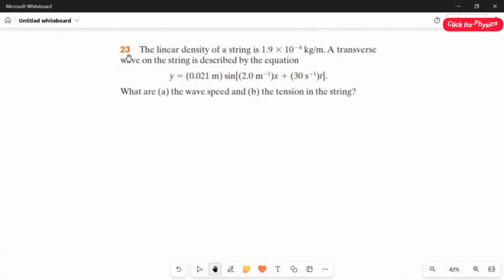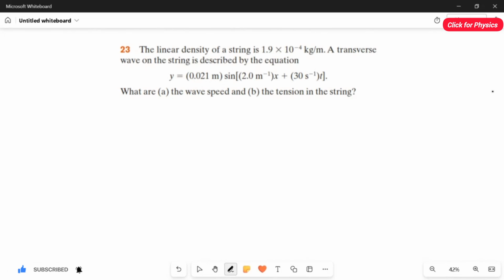Problem number 23. The linear density of a string is 1.9 × 10^-4 kilogram per meter. A transverse wave on a string is described by the equation y = 0.021 meter sine of (2 per meter x + 30 per second t). What are the wave speed and the tension in the string?